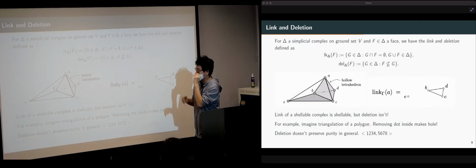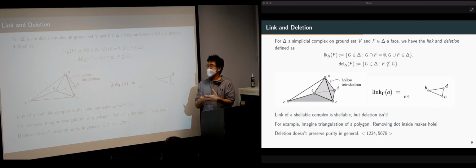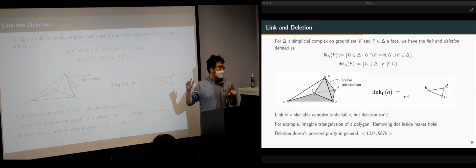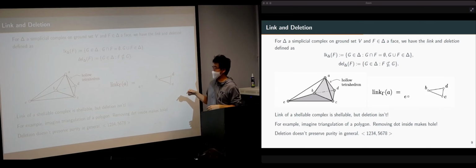So now, before I introduce what is the nice class of complexes that we are going to be focusing on, we first need the notion of what the link and the deletion of simplicial complexes is. So first of all, deletion is very, very simple. Deletion of a face is you take all faces that do not directly contain that.